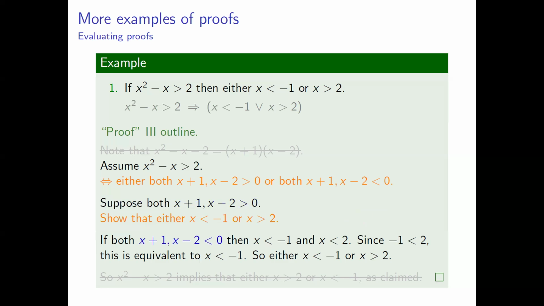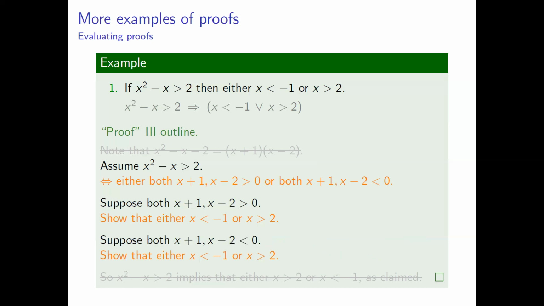The third paragraph begins by assuming both x plus 1 and x minus 2 are negative. It ends with the conclusion either x is less than minus 1 or x is greater than 2. Moreover, if we read the details, we see that the argument is valid. So the third paragraph begins by assuming that both x plus 1 and x minus 2 are negative and shows that either x is less than minus 1 or x is greater than 2. Notice that in the second and third paragraphs, the assumptions are different but the conclusions are the same.